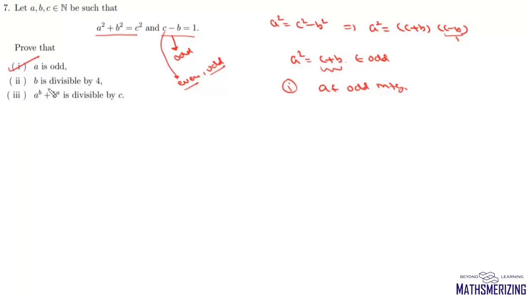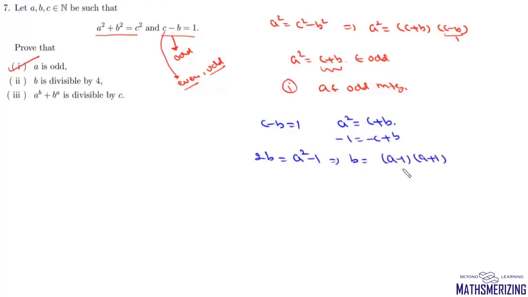Now in the second part we need to prove that B is divisible by 4. So now we have two results: C minus B is equal to 1 and A square equals C plus B. Now what we'll do is subtract the first from the second. So it'll be minus 1, minus C plus B. So we can write 2B equals A square minus 1. We'll write this B as (A minus 1)(A plus 1) upon 2. Now in the first part we have already proved that A is an odd number. So let us say A is some 2k plus 1.